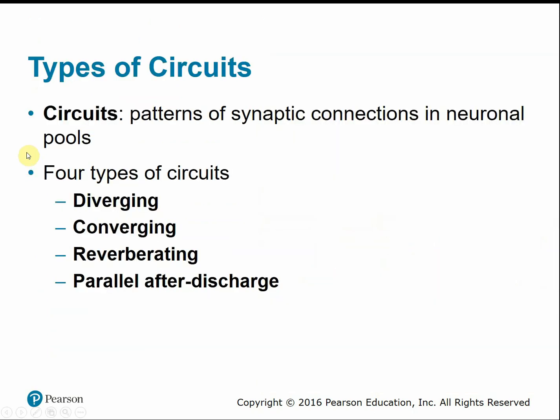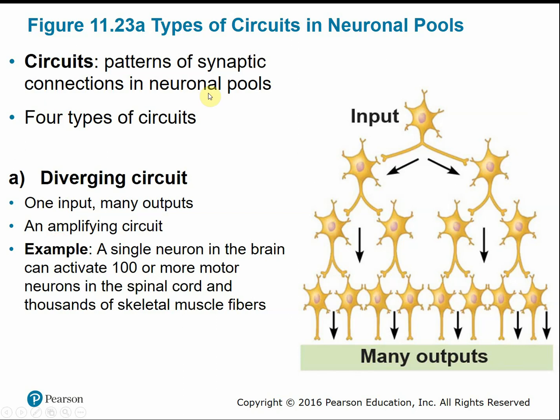Circuits are patterns of the synaptic connections in your neuronal pools. There are 4 basic types of circuits that we will look at. Diverging, where it branches out farther from the source. Converging, where we have multiple sources uniting on one focal point. Reverberating, where it echoes or loops back around. And then parallel after-discharge.